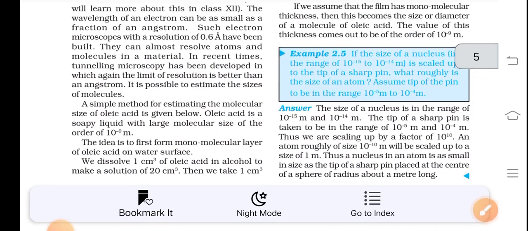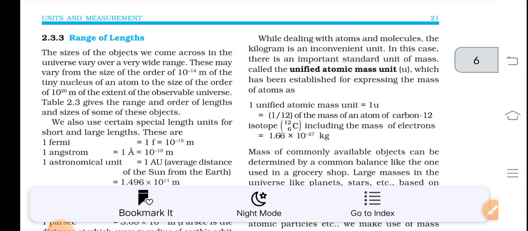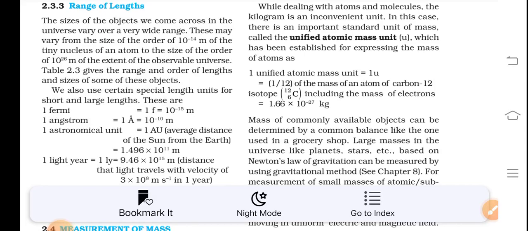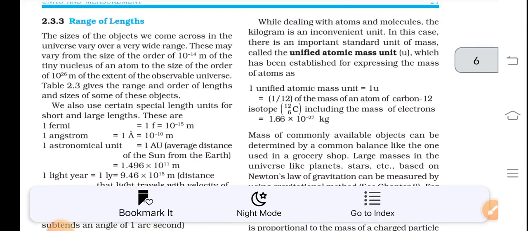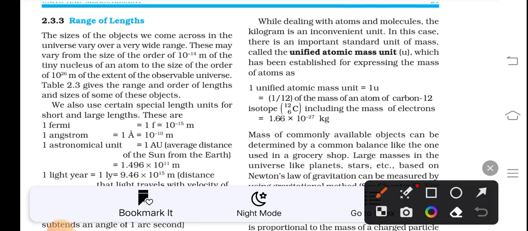You should all go through it, but don't get stressed by seeing those. Next, ranges of length. In ranges of length, how far it is, and orders of length, size, just that much only. Here important are 1 fermi, 1 angstrom, 1 light year. That's it, not more than that.